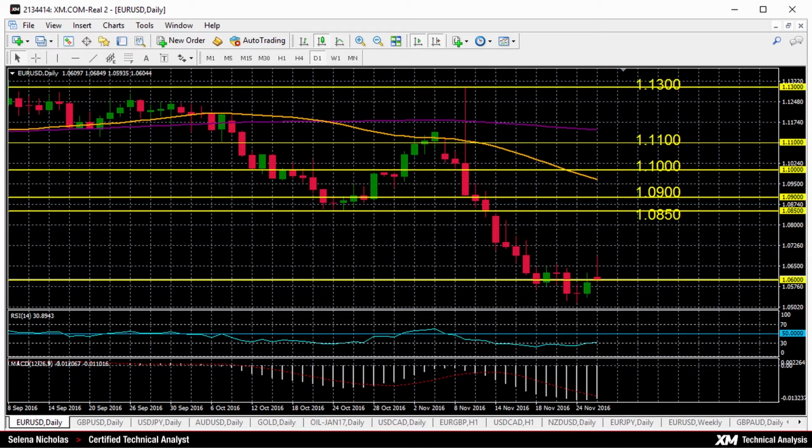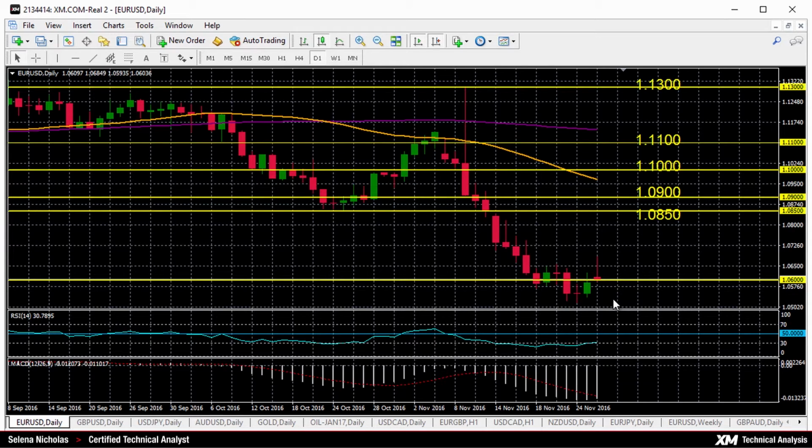We'll start with the euro dollar on the daily chart. We can see euro USD halted its sharp decline. It was a strong bearish move that lasted about 2 weeks. From above 1.11, we saw prices drop below 1.06. But market reached oversold levels. We saw RSI falling below 30, and this resulted in a consolidation.